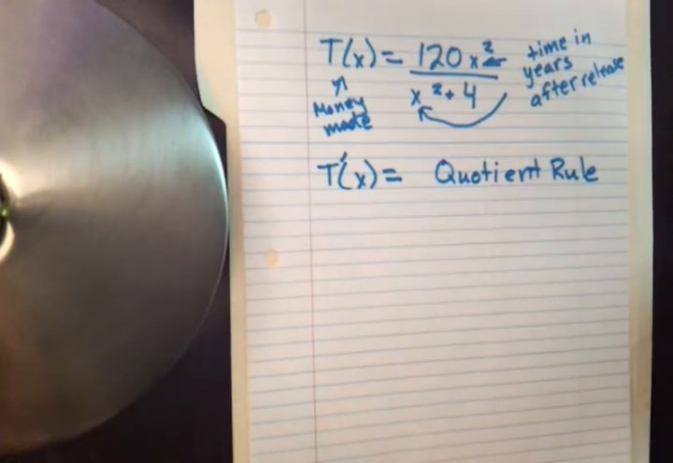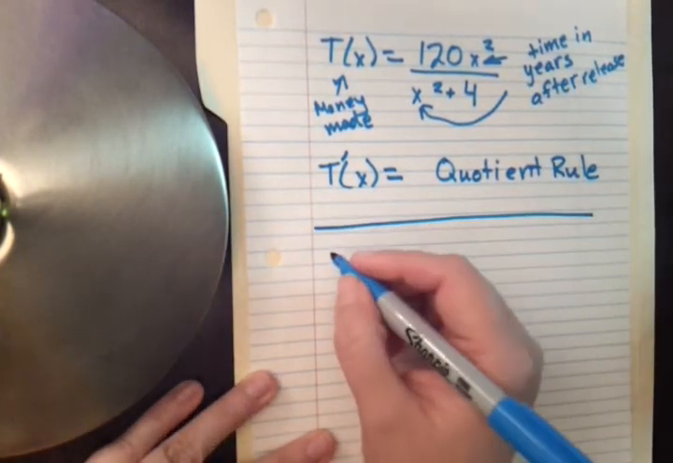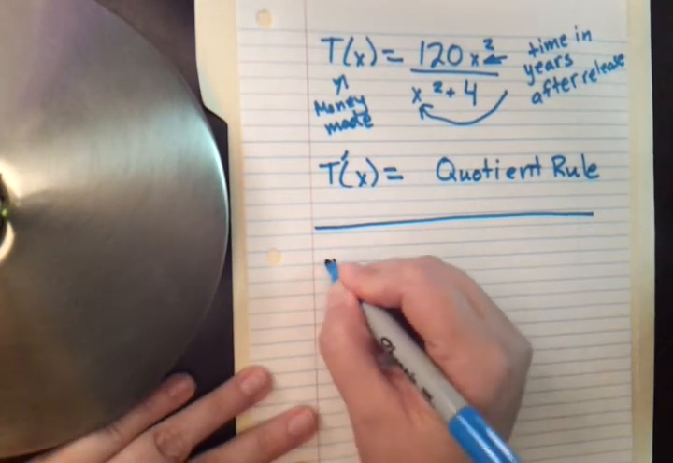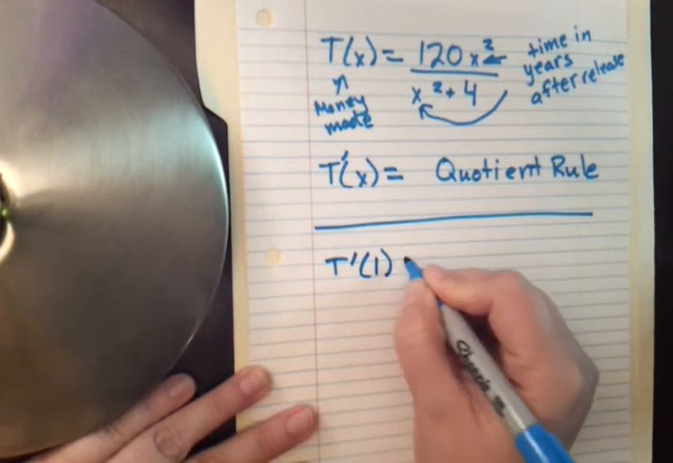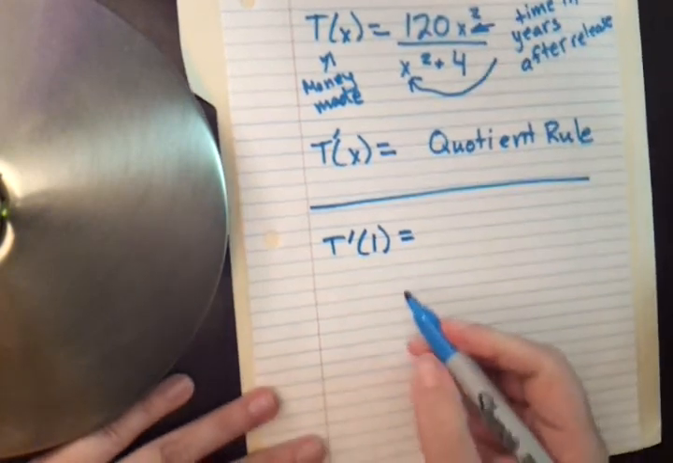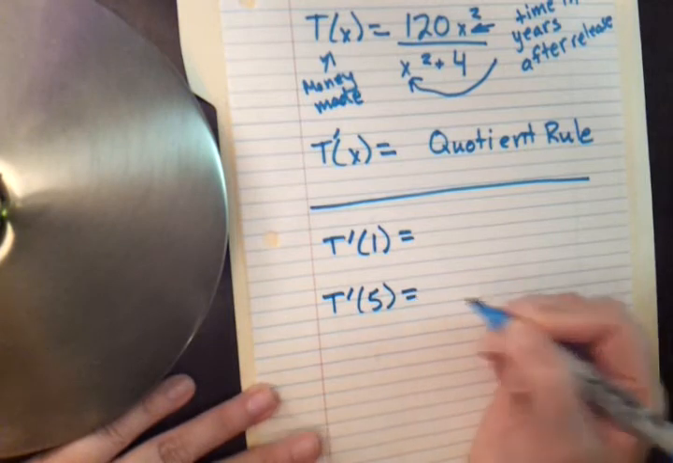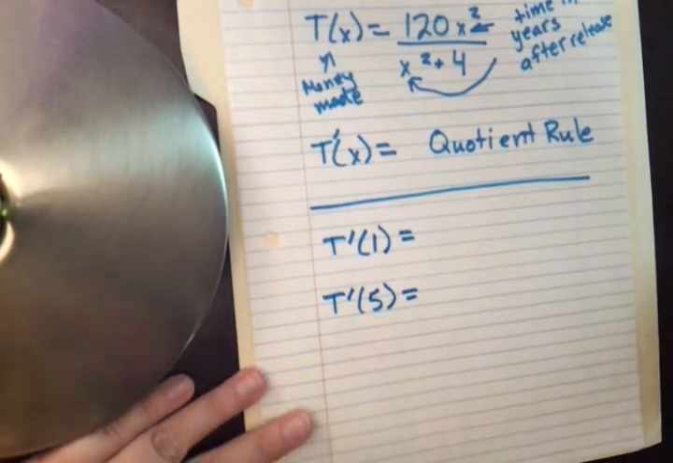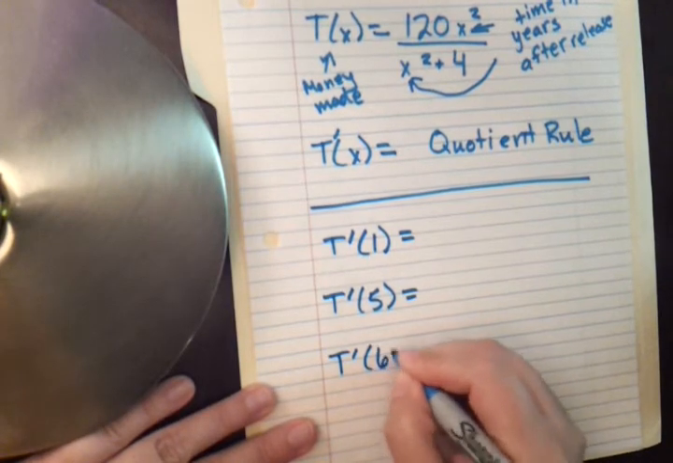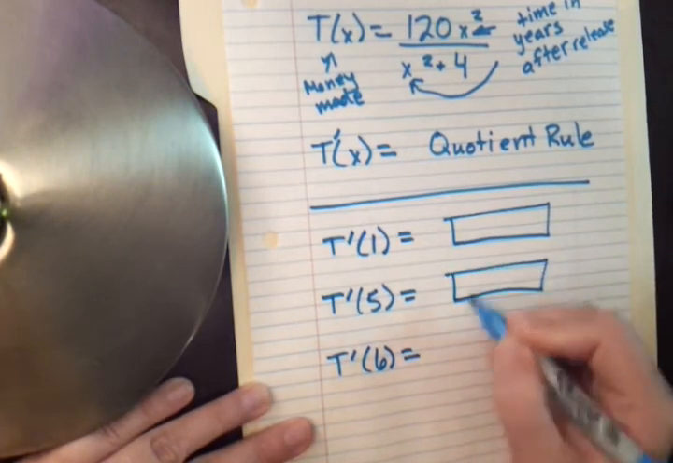But you're going to do the quotient rule, and whatever you come up with is going to be some function. And for the first question, they're asking you what the change is after 1 year. So you're going to just do T prime of 1, where you'll fill in 1 for every one of the x's in your derivative. The second one is going to be T prime of 5. I'm assuming mine are 1, 5, and 6 years. Yours might be different. And the third one is T prime of 6. And those will give you the answers you are looking for.